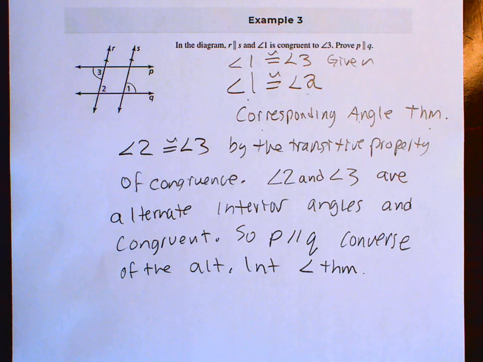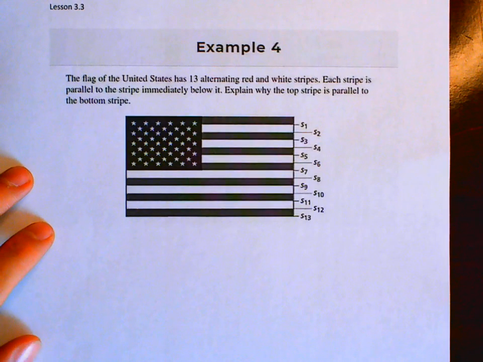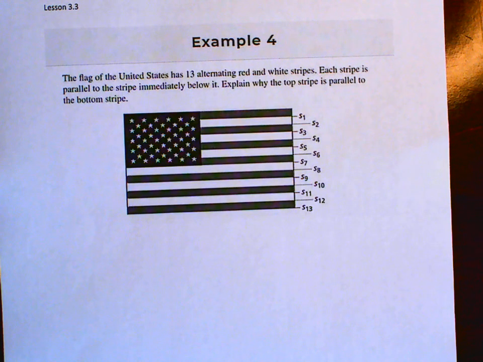Let's look at example number 4. In example number 4, you have the flag of America. Now the flag of the United States has 13 alternating red and white stripes. Now guys, I don't have a color printer, so our red stripes are actually black. Each stripe is parallel to the stripe below. Explain why the top stripe is parallel to the bottom stripe.